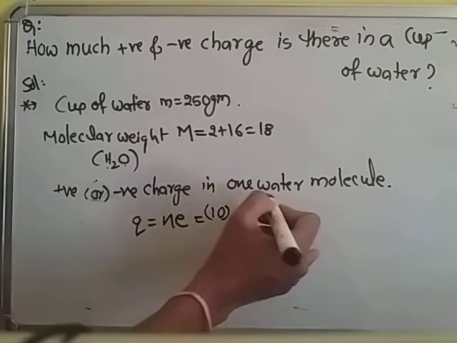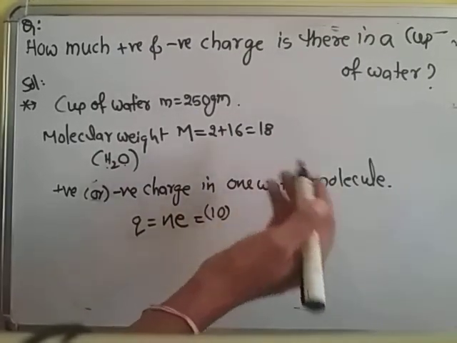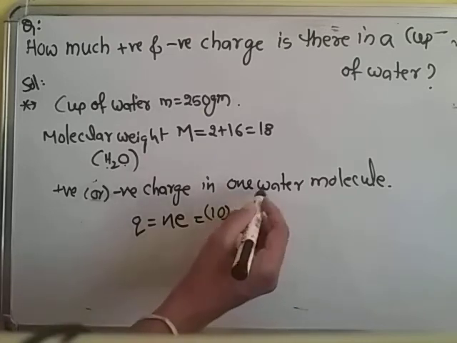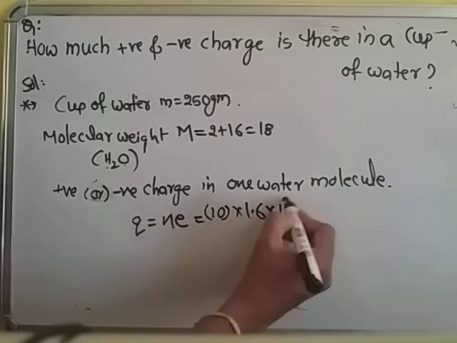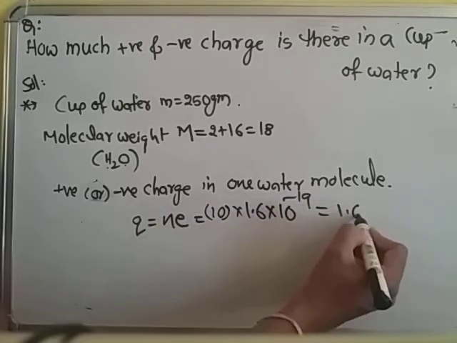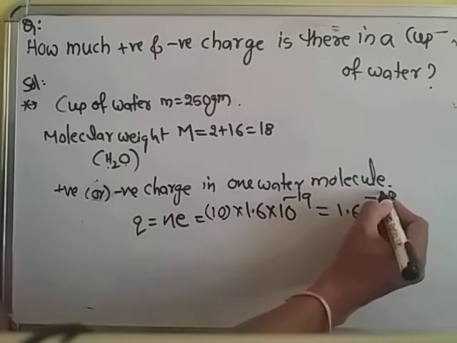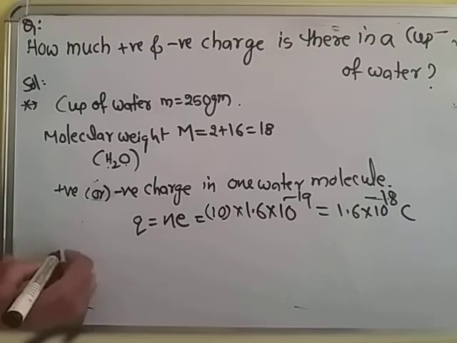The positive charge on a water molecule is nothing but the protons' charge. In one water molecule, 10 protons are there, and the charge of 10 protons is the only positive charge on the water molecule. Then 10 into 1.6 into 10 to the power of minus 19, we will get 1.6 into 10 to the power of minus 18 coulomb. This is the positive charge on only one water molecule.